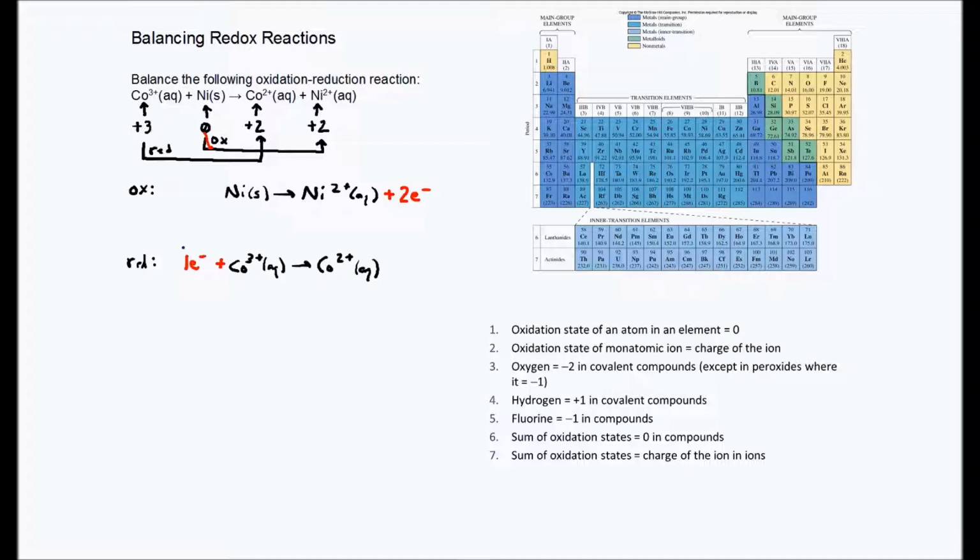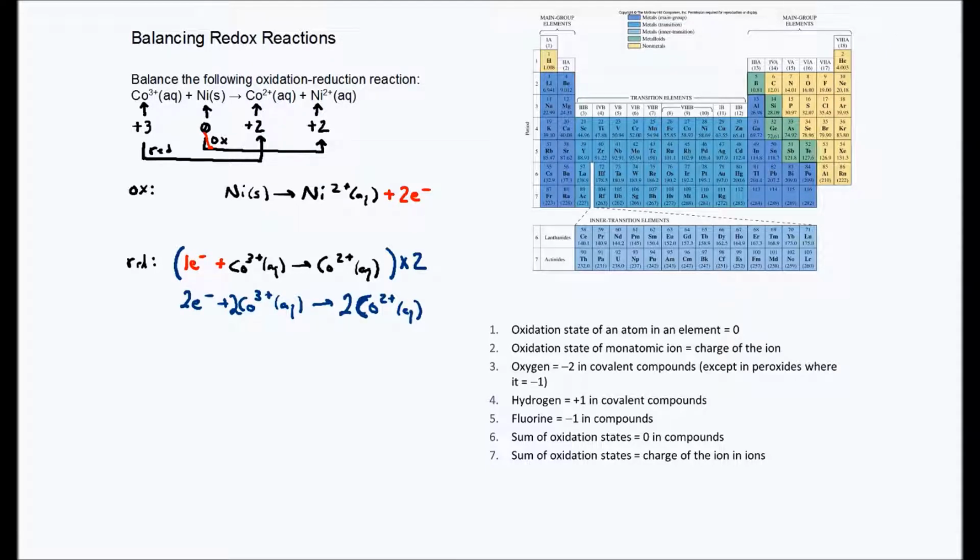Now I've got to balance between these two half reactions the number of electrons. The first one's making 2, the second one's using 1, so I've got to multiply the reduction half reaction by 2 so the electrons are the same. So 2 electrons plus Co3+ aqueous forms, well, that's 2 Co3+ aqueous and 2 Co2+ aqueous.